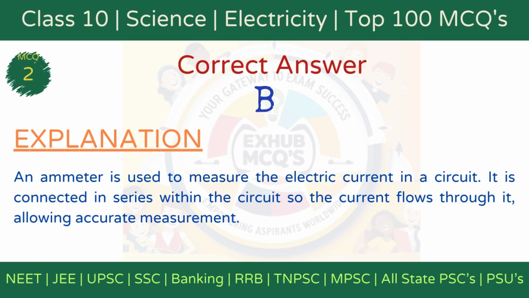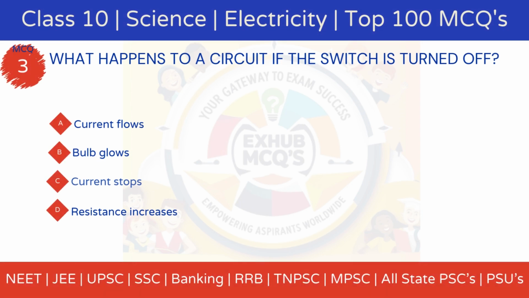MCQ 3. What happens to a circuit if the switch is turned off? Option A, current flows. Option B, bulb glows. Option C, current stops. Option D, resistance increases.